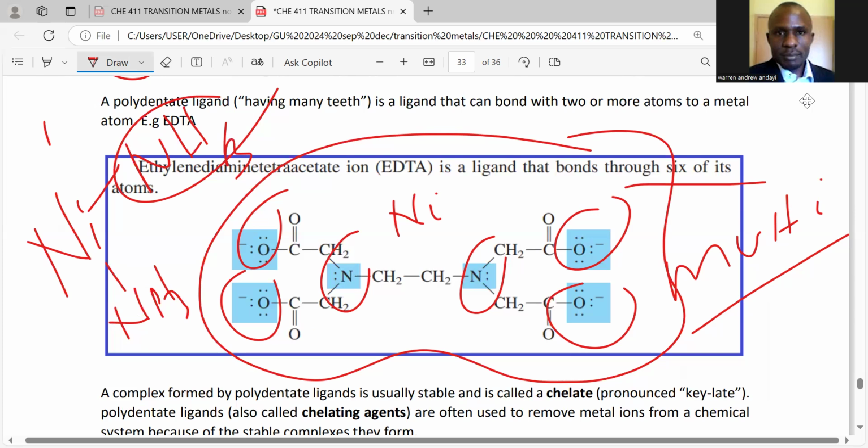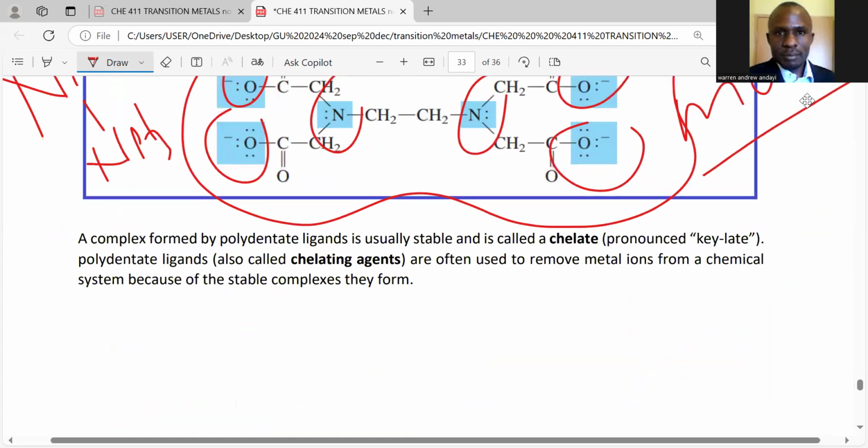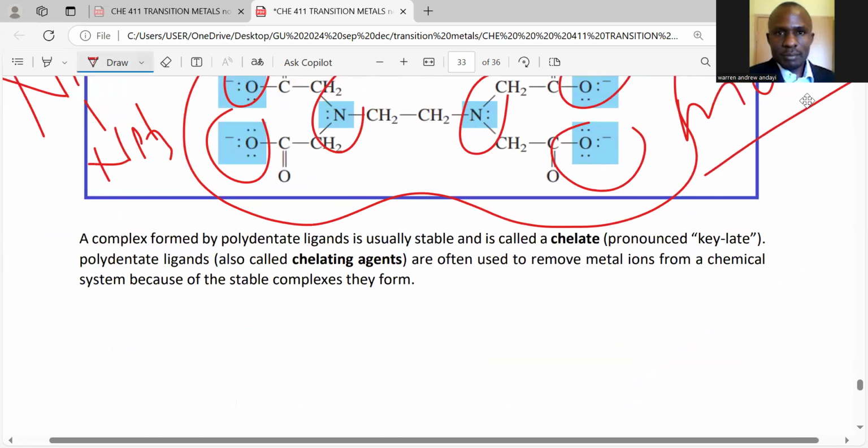And in many cases, they tell us that polydentate ligands form stable complexes. And these stable complexes are usually referred to as chelates. Polydentate ligands are also referred to as chelating agents, and they are used to remove ions from chemical systems. They are very efficient in grabbing ions and removing them.